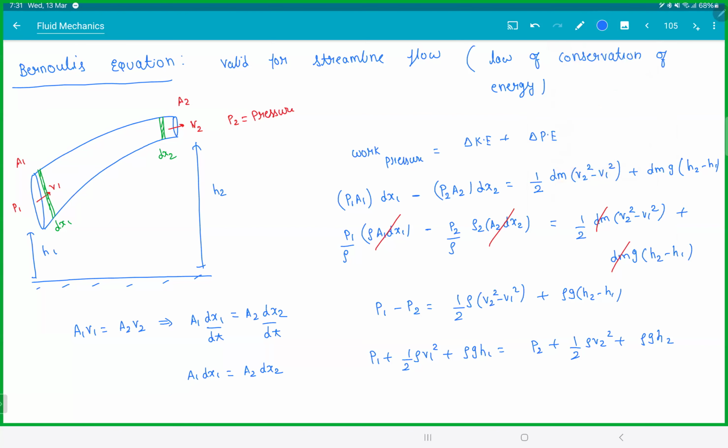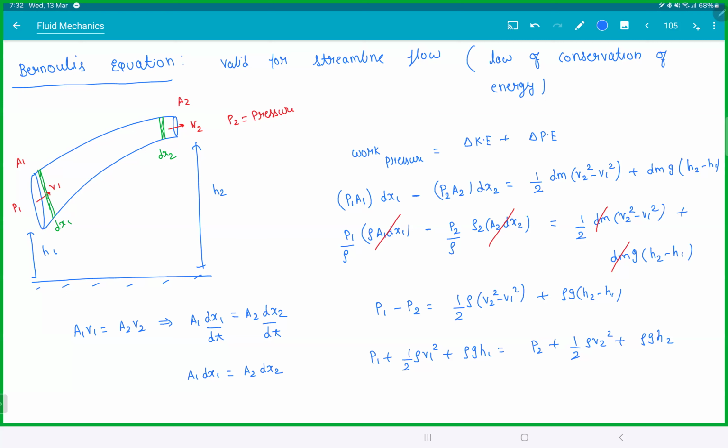Have a look at this. Derivation is not important. It's only for boards, they might ask you, but there you can't write like this. There you'll write more stories. Consider a liquid of section dx1 thickness. Area is A1. So the story is important. Clear?